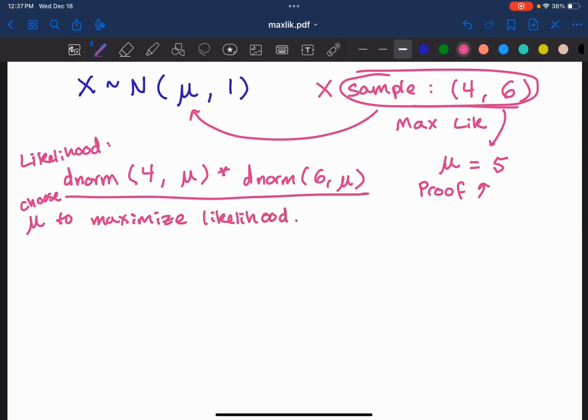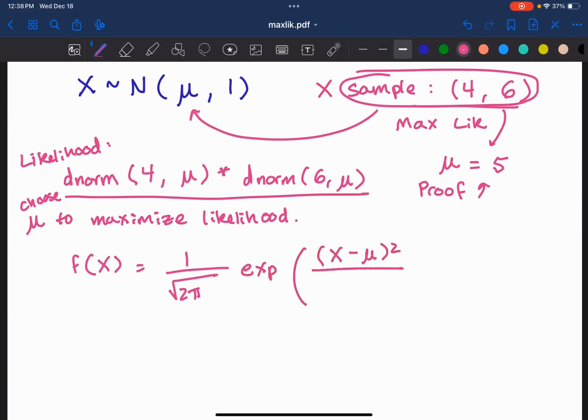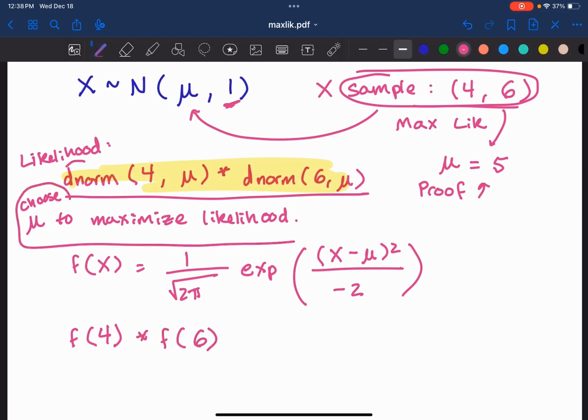So what's the density of the normal distribution? We have an equation for that. The PDF of the normal distribution is 1 over the square root of 2 pi. It's supposed to have sigma squared here, but we said our standard deviation is 1, so I'm just not going to write the sigma squared. Then the exponential function, so e to the negative x minus mu squared in the numerator, divided by 2 times sigma squared, but our sigma squared is 1. So that's the density of the normal distribution. And we're going to say, what is f evaluated at 4 times f evaluated at 6? And then we're going to think about how we could choose mu to maximize that likelihood.